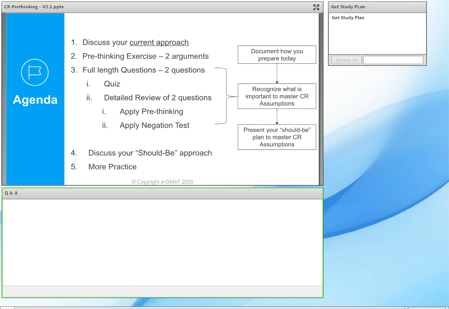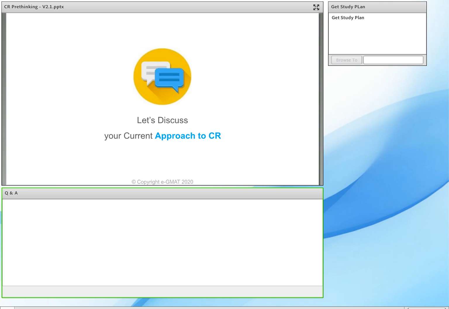So at a very high level, just to summarize, we'll document how you prepare today, and we'll build that skill of pre-thinking. And then we will look at what you should do next to strengthen the skill that you've started to build over here. Okay, so let's talk about your current approach in CR, and let me get in that poll question.